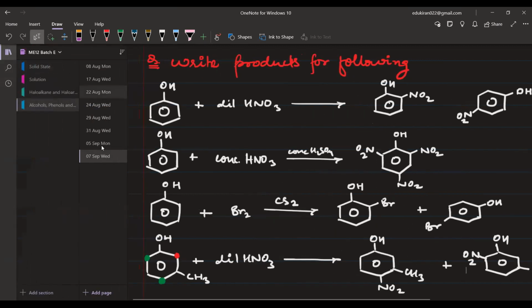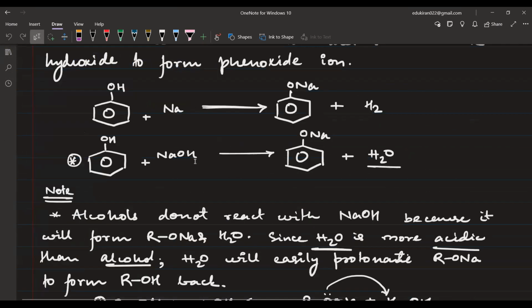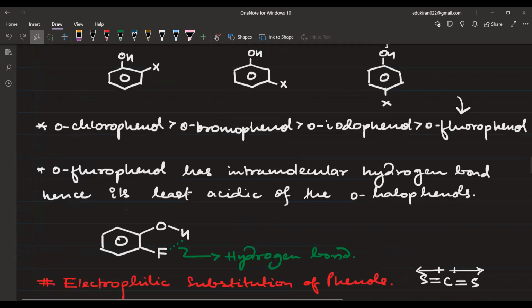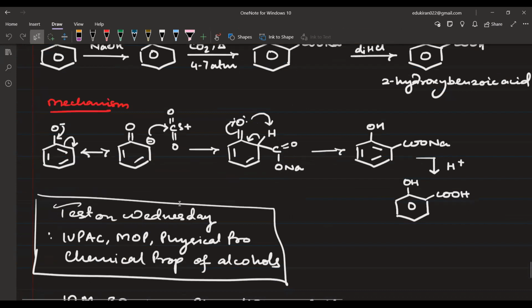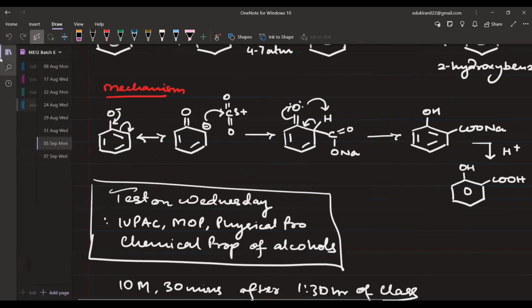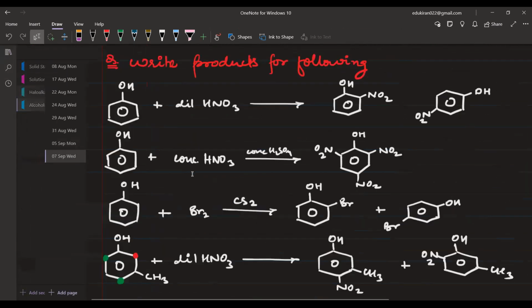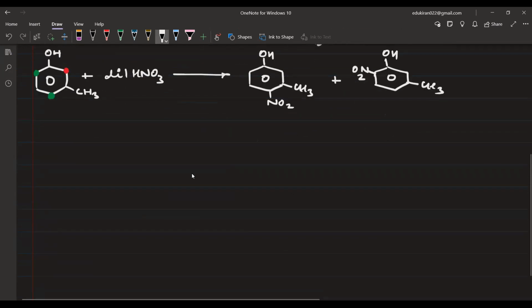Where did we end the last time? Okay, so we have done the Kolbe reaction. We'll do the next one, that is the Reimer-Tiemann reaction. Please write. Reimer-Tiemann reaction.